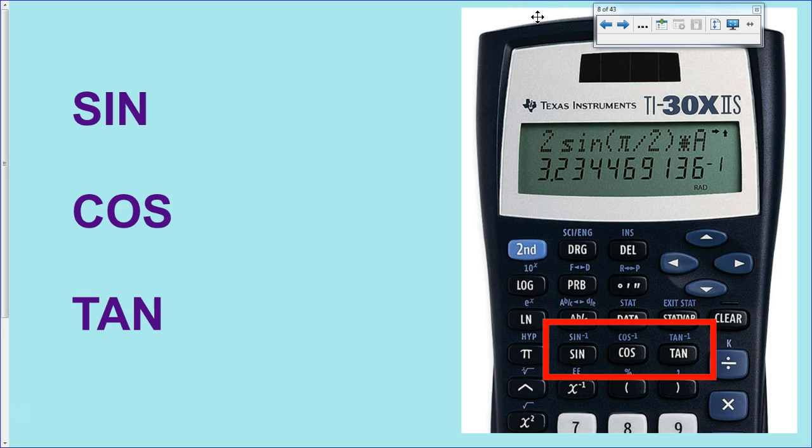Now, if you do not have a trigonometry capable calculator, you need to go get one. They're about 15 bucks at your local Walmart, and all you're looking for there is sine, cosine, and tangent, and the three functions up above it. And they are abbreviated SIN, COS, and TAN on your calculator.